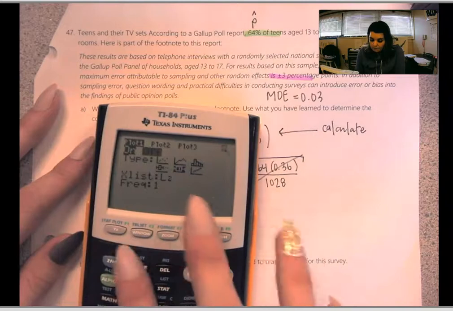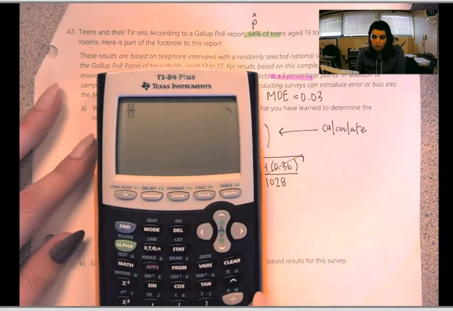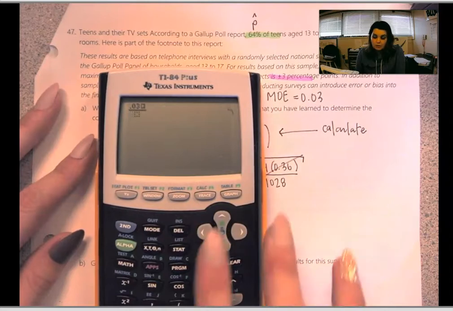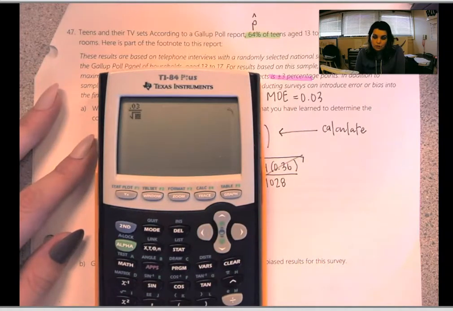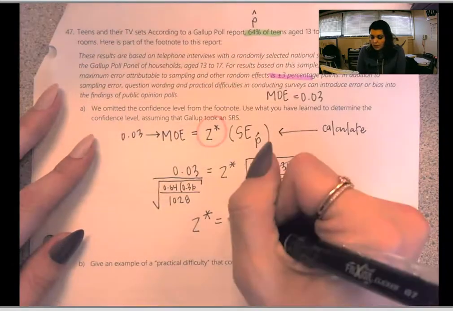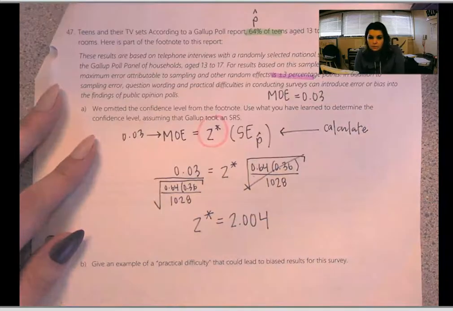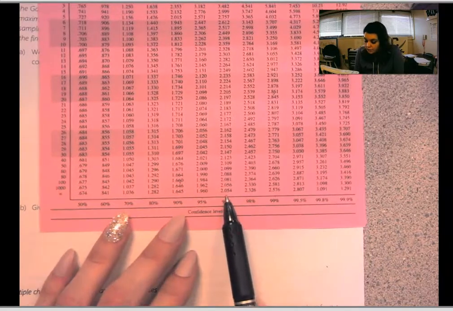So let me get out of my graph. I'm going to hit the fraction button. So that's alpha y equals, and then you choose option 1. In the top, I have 0.03. Arrow down, blue button, x squared button to get your root, green button, y equals to get your fraction, 0.64 times 0.36, all divided by 1028. This gives me a critical value of 2.004. So then I go to my pink table, the bottom row, and I find the one that's closest to 2.004.